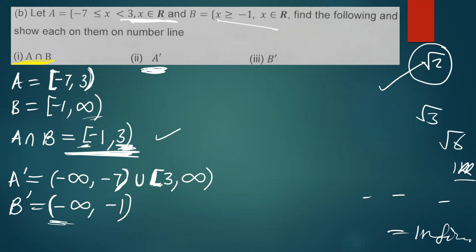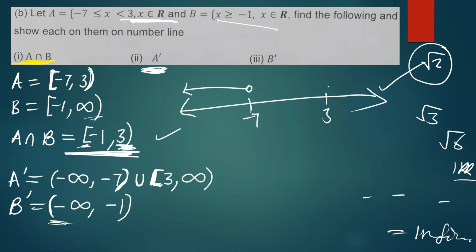Okay. So now how do we present A complement and B complement on the real line? The same thing that I showed you. There's nothing different here. So for A complement, I'll just put the most important numbers, but if you want, you can also include other numbers. So I'll put negative 7 there, and I'll also put 3 there. I'm going to open it at negative 7, going towards negative infinity. And then it's going to be closed at 3, and then go to positive infinity.